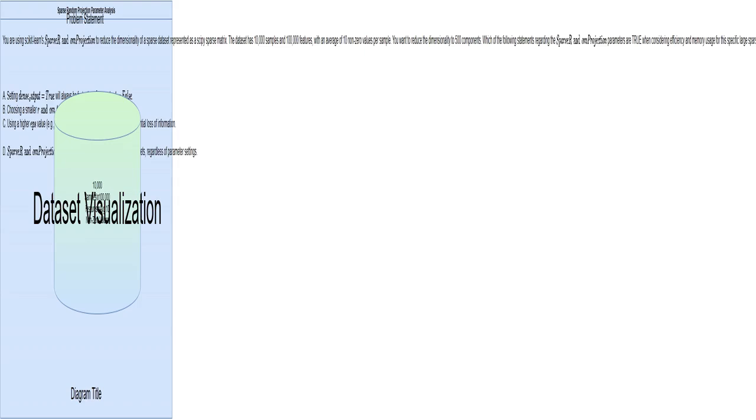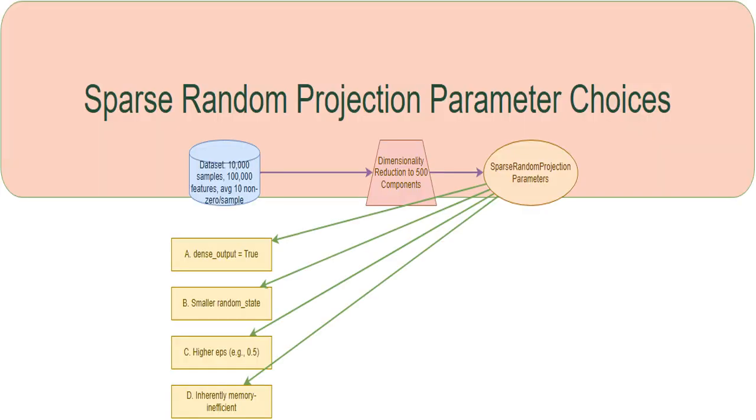The final option questions whether the sparse random projection algorithm is inherently bad at handling large sparse datasets, irrespective of the parameters chosen. This section introduces the core concept.